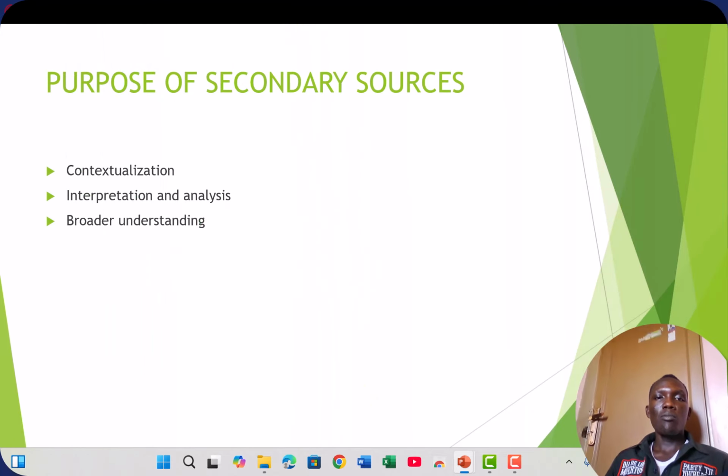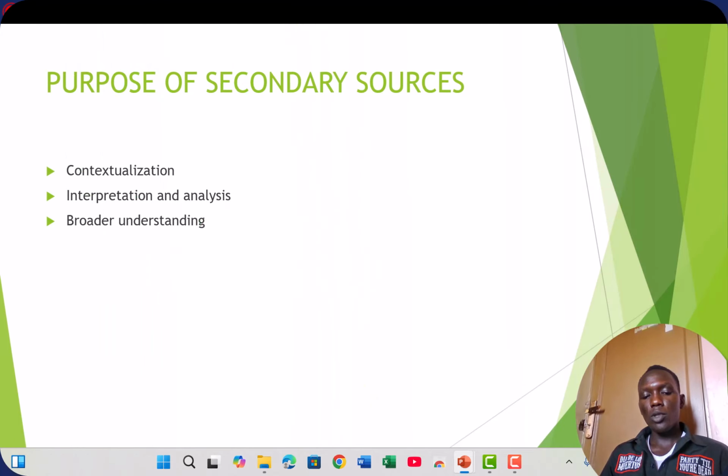And then we have the purpose of secondary sources. The first purpose is contextualization. Contextualization is basically the summary of primary data. So it provides the necessary context. The word contextualization came from the word context. They summarize information to offer a wider understanding of a particular event or idea. So basically, contextualization is all about analyzing what has already taken place in primary sources.